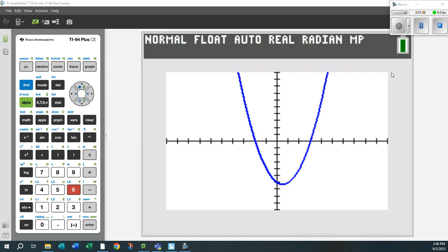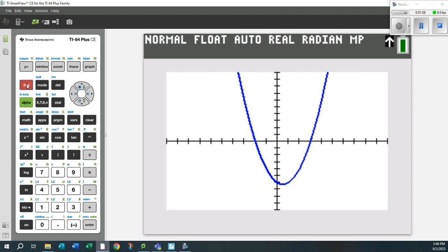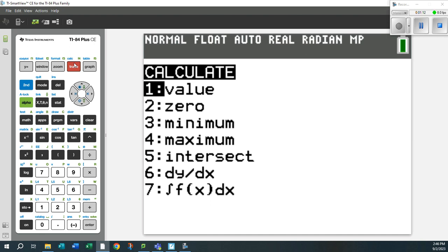Real simple. If you hit second and you hit the trace button, which brings you to the blue section, the calc, all kinds of options come up. Now, think about what we're trying to find. We're trying to find a vertex of a parabola that looks like this. So think about it. What is that vertex? In fact, that is a minimum value. I've got it sitting right there. So I can either mouse to that, or I can just hit the number 3, and let's figure out the minimum. Okay, let's hit 3.